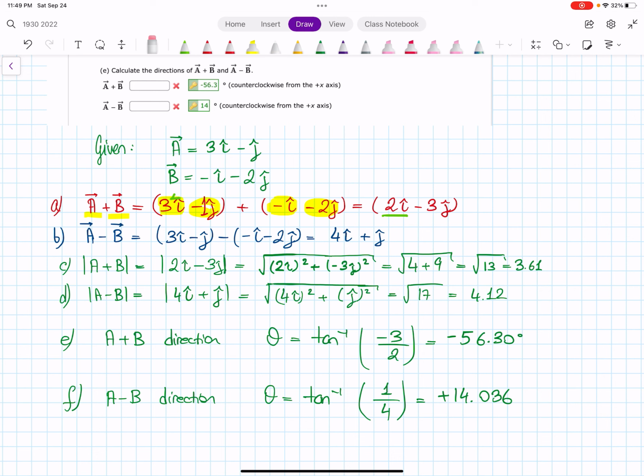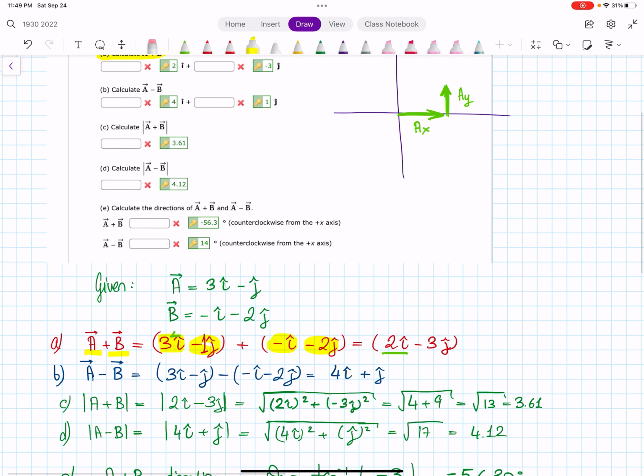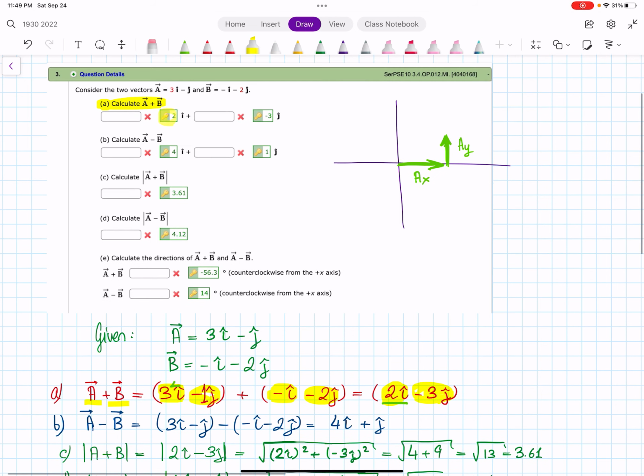Right? You are just summing up the horizontal components and summing up the vertical components. When you insert your answers, you have 2i hat, -3j hat. So you put down +2 and -3 because the i hat and the j hat are already there, since it's impossible for you to type them using your keyboards.